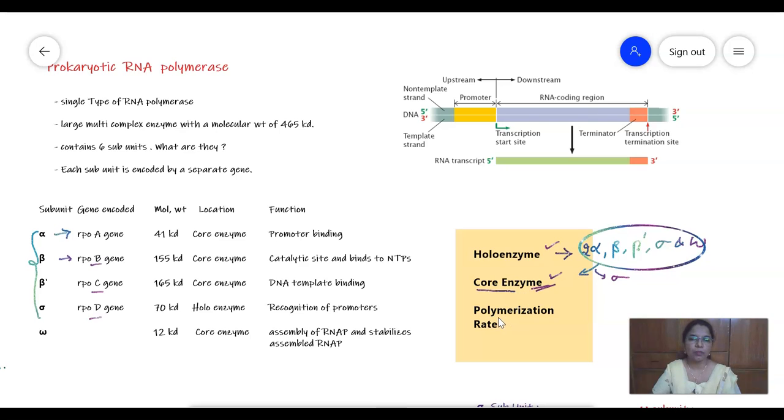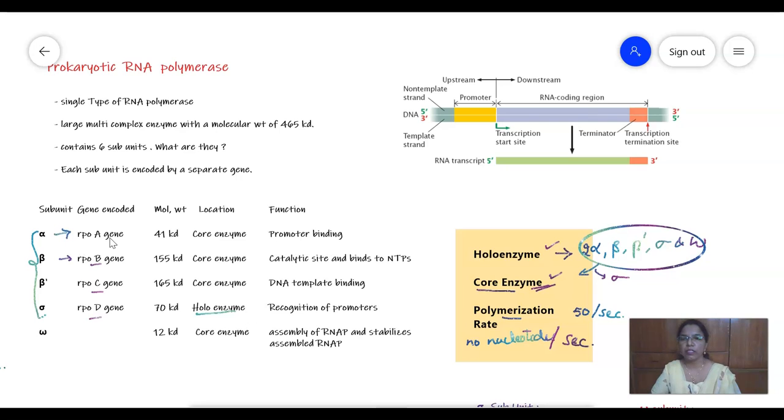And let's see this term also. Polymerization rate is the number of nucleotides per second. The polymerization rate of RNA polymerase in prokaryotes is about 50 nucleotides per second. Listen, the sigma subunit must be part of the holoenzyme. The remaining subunits are part of the core enzyme.